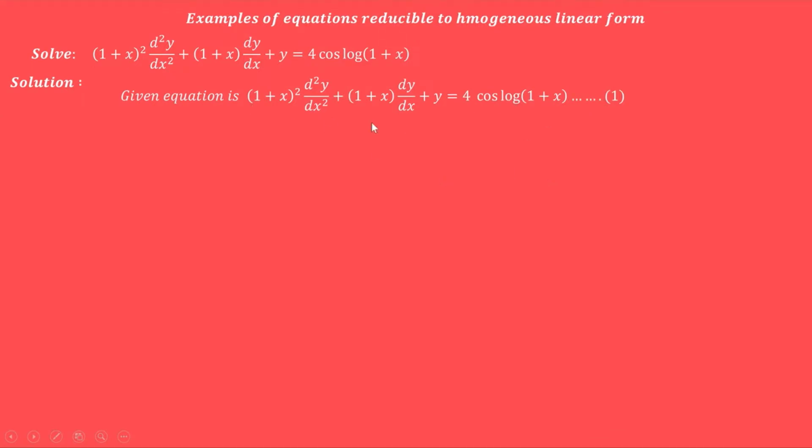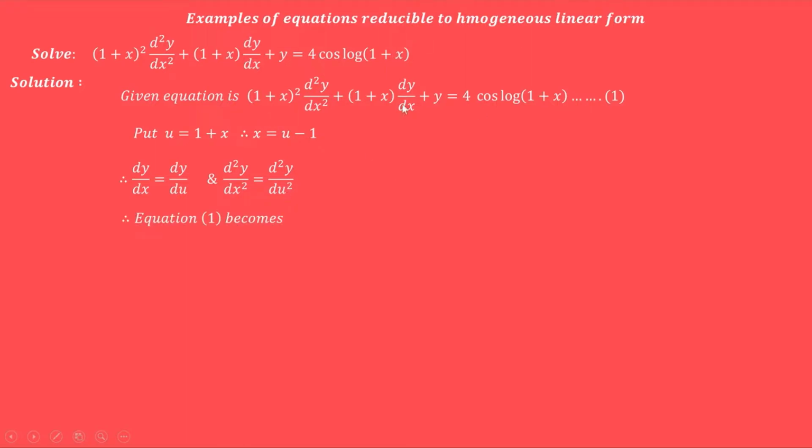If you observe, here there is no term of x, here is the term of 1 plus x. So this is not a homogeneous differential equation. So first we have to transform this to the homogeneous linear equation and then to a linear differential equation. So for that first we have to put 1 plus x is equal to u. So put u is equal to 1 plus x, that is x is equal to u minus 1. And therefore the value of dy by dx is dy by du, and the value of d2y by dx square is equal to d2y by du square.